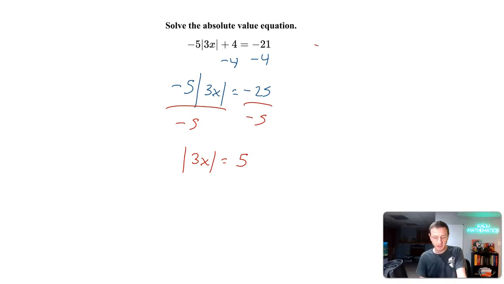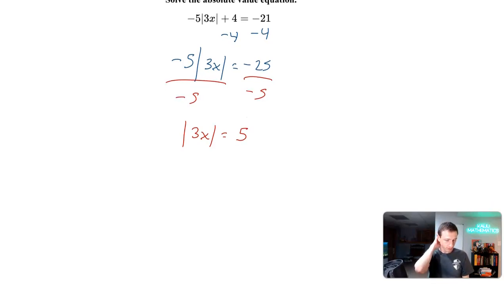I'm solving the equation right now as if this was just a variable, because I want to get that by itself. That's the process I'm following. Now that we have the absolute value by itself, we are able to move forward. Since I have the absolute value of 3x, we have to figure out what x can equal in order to make this a true statement.